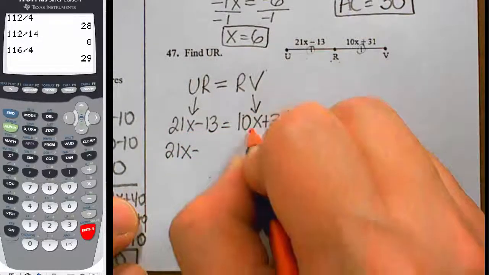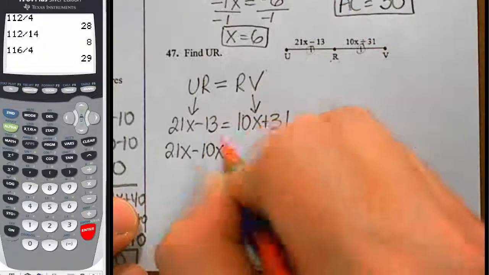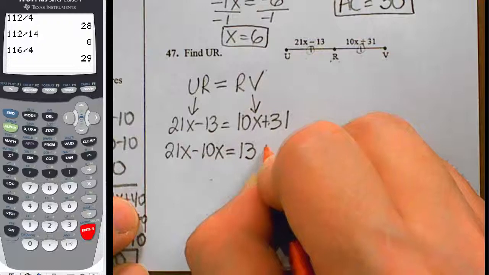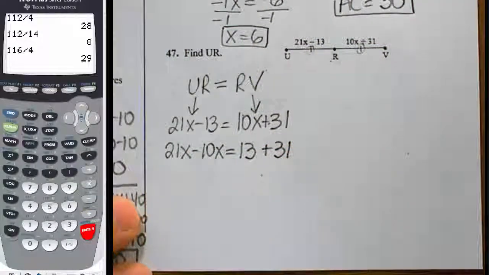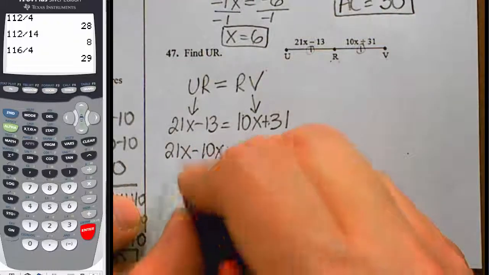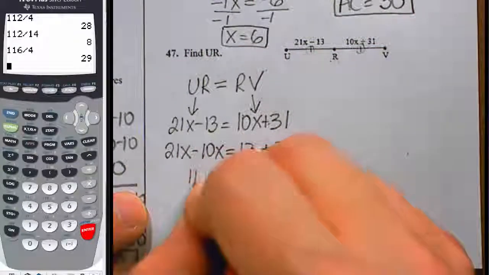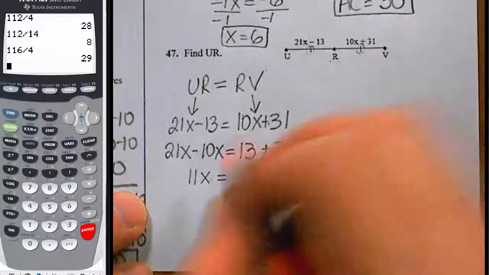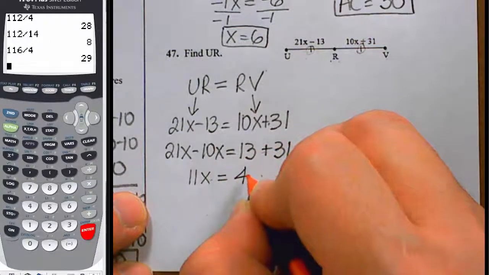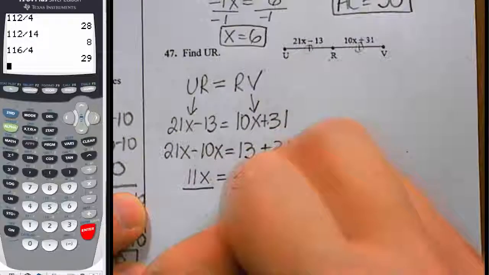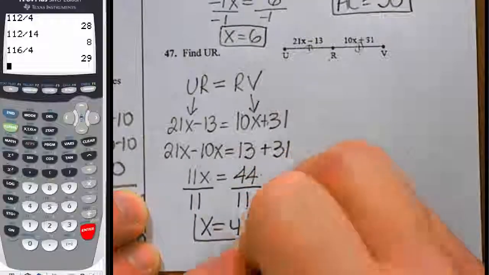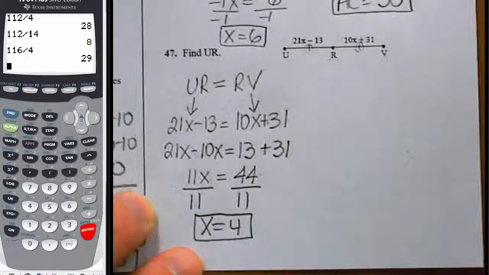21x stays, the 10x comes over as negative 10x, the 13 goes to the other side as positive 13, and the 31 we just bring down. Alright, then we're going to have 21x minus 10x is 11x. 13 plus 31 is going to be 44. I'm going to divide both sides by 11. X equals 4. Again, be careful. This is not the final answer.